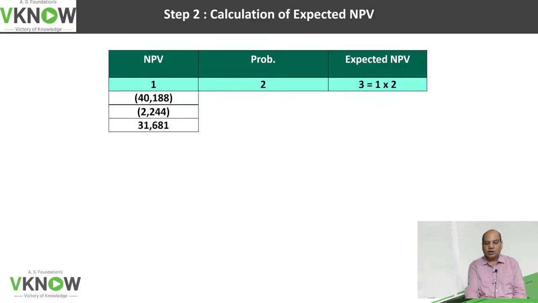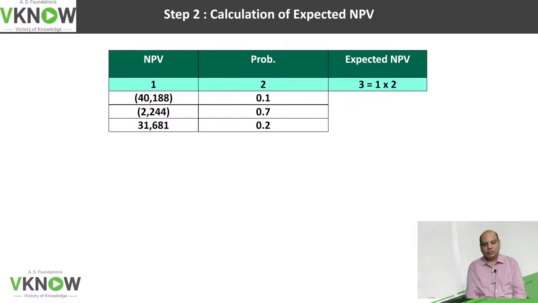Then these are the three NPVs computed above. Copy NPV from previous table: 40,188, negative 2244, 31681. Up to this you have written. Then probability would be 0.1, 0.7, 0.2.